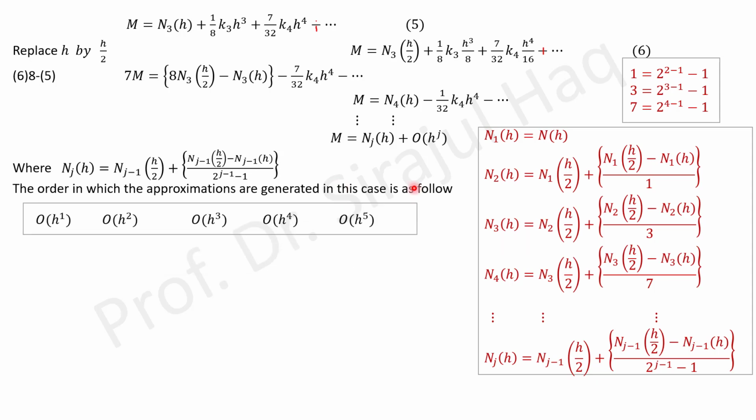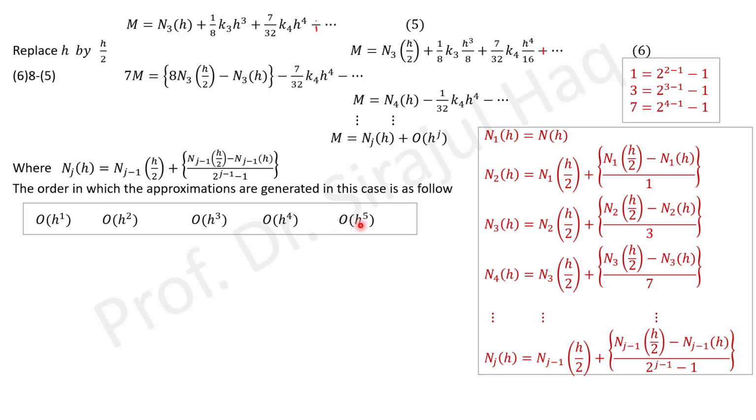What is the order? Look at this one. As I told before, in case of N1 of h, the error was starting from h raised to the power 1. In this case, the error will be starting off order of h square. In this case, that will be of order h cube. In this case, that will be of order h raised to the power 4. As I told you before, so this is 4, so this is of order 4. If this is 3, so this is of order 3. So that's the reason I have written it over here.